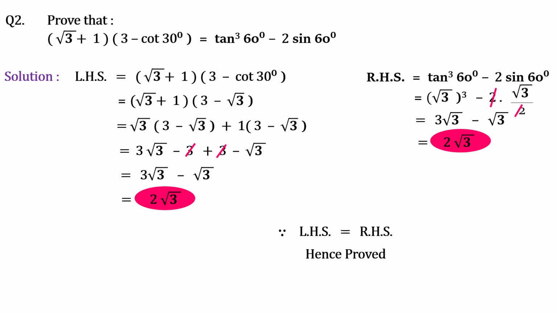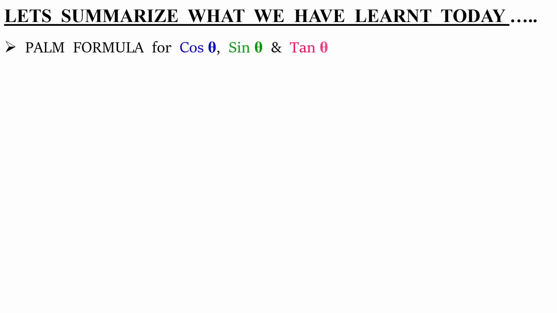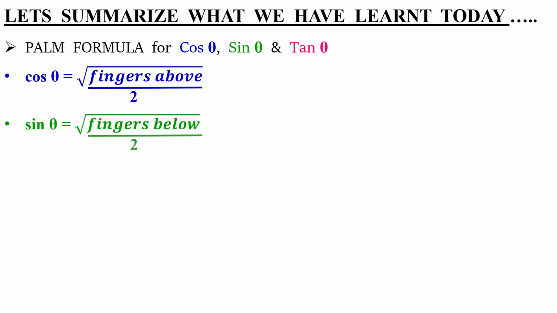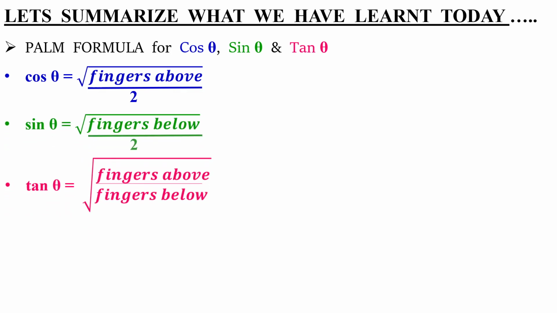So here we complete the solving of the question, and we come to the end of the session also. So let's summarize what we have learned today. Yes, for sure we have learned the palm formula for cos theta, sin theta and tan theta. And here are the formulas. For cos theta it is square root of fingers above upon 2. For sin theta it is square root of fingers below upon 2. And for tan theta it is square root of fingers above upon square root of fingers below.